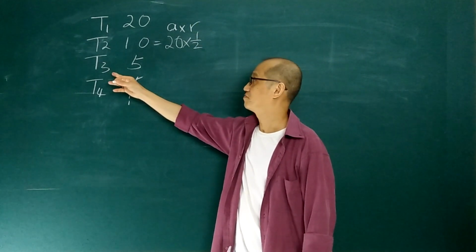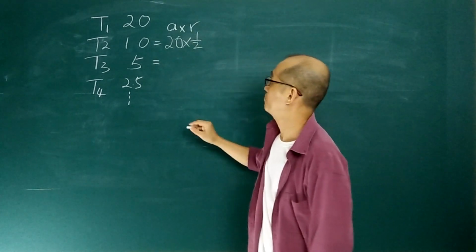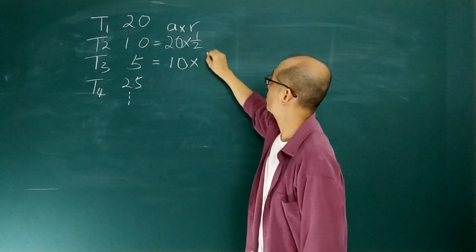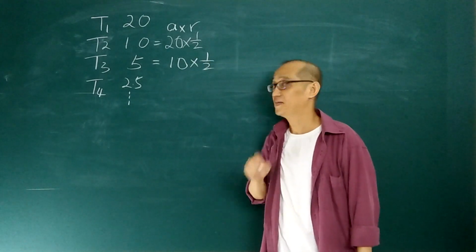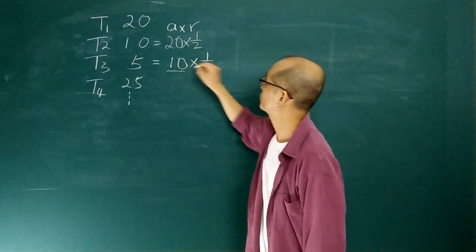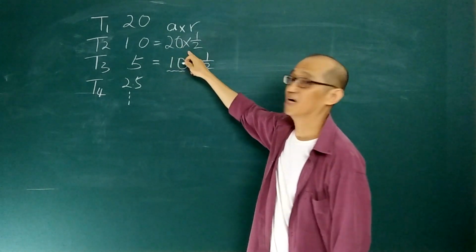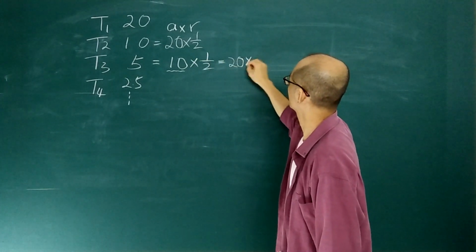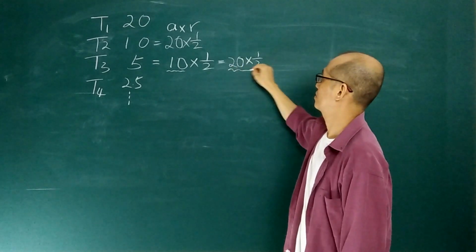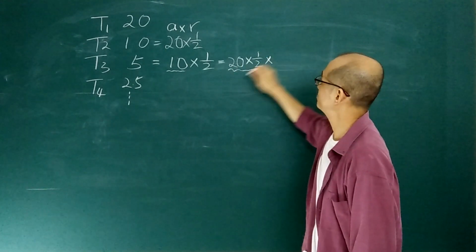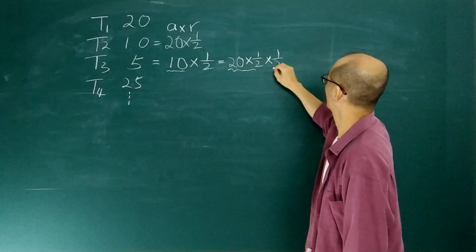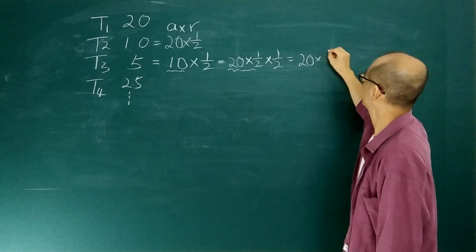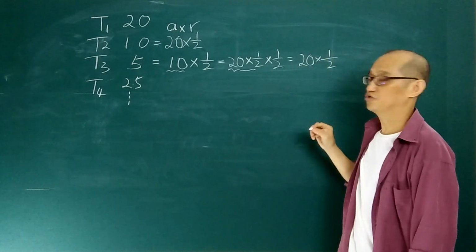We get the third term by multiplying the second term, 10, by 1 over 2. But this 10 is also 20 times 1 over 2. So this one is 10 times this 1 over 2, and we get 20 times 1 over 2 squared.